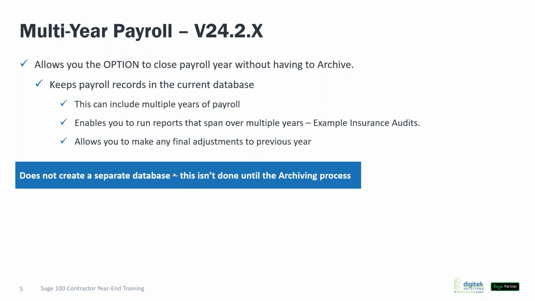Now, again, if you do a close, which was available with version 24, versus an archive, it doesn't separate the database. The only time your database is separated is when you actually do an archive, and we'll talk about that.